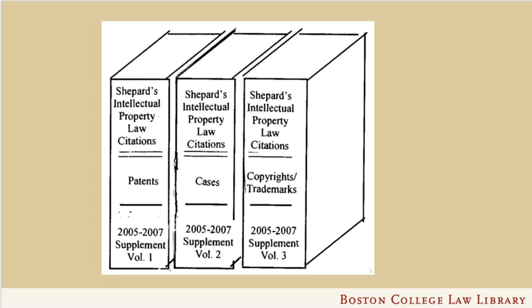In addition to the main edition, there was a 3-volume bound supplement that covered citations from 2005 to 2007. To Shepardize a copyright or trademark, you need to look in Volume 3 to find citations from 2005 to 2007.